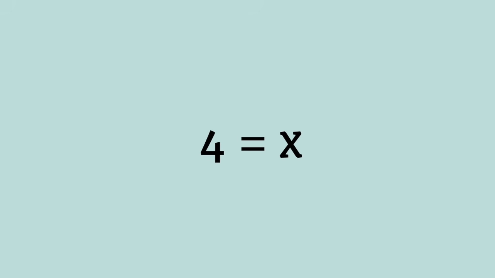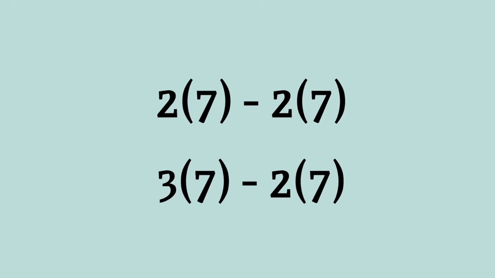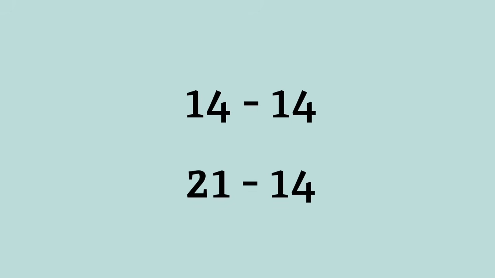If this confuses you, let's consider it with some real numbers. Let's say that x is equal to 7. We have 2 groups of 7 minus 2 groups of 7, and 3 groups of 7 minus 2 groups of 7. 2 groups of 7 is 14, while 3 groups make 21. So we're looking at 14 minus 14, and 21 minus 21. From that, we would get 0 and 7, or 0 and x.